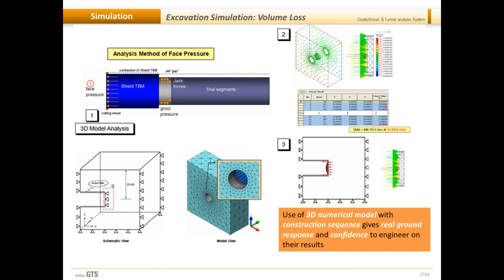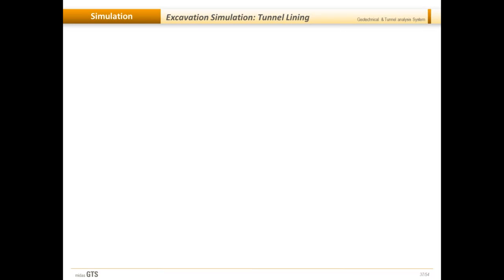So here engineers can control these out of plane behavior better and don't have to singularly rely on empirical methods. So thus, use of 3D numerical model with construction sequence gives real ground response and confidence to the engineers on their results. I hope that answers some of your questions that engineers have been asking during the session.